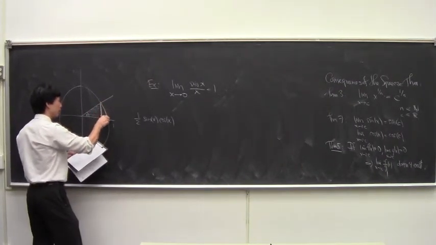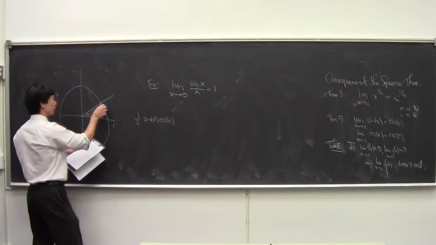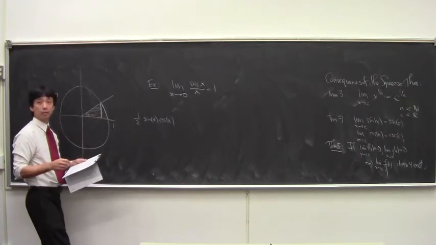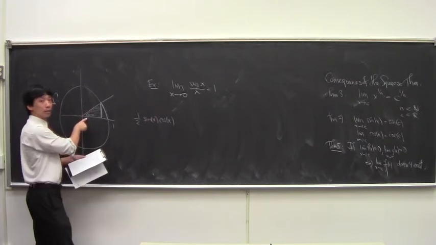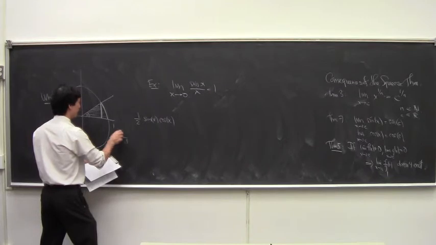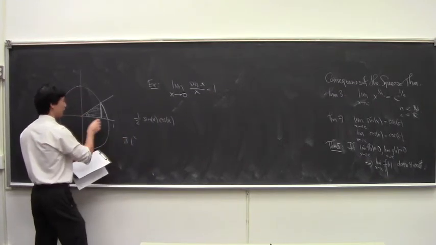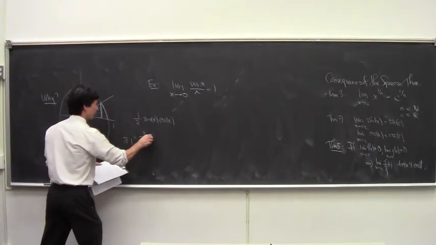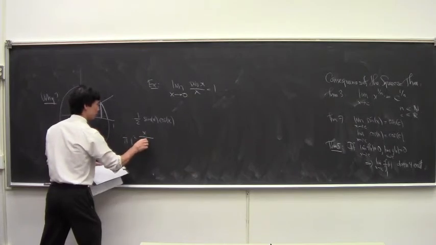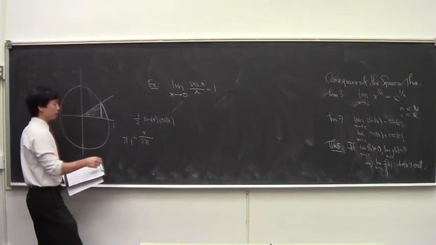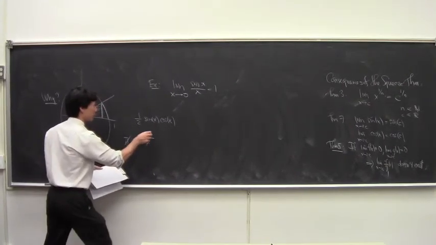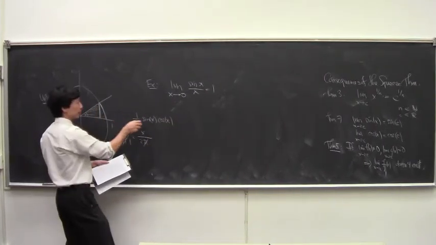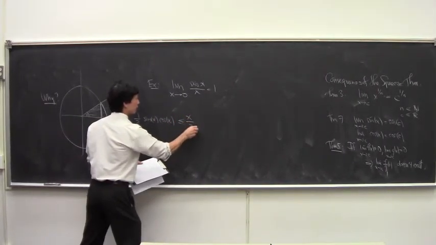What's the area of this circular sector here? So pi r squared, and we have how much of it? We have x over 2 pi, right? So the pi's cancel out, and we get x over 2. So the area of the sector is x over 2.